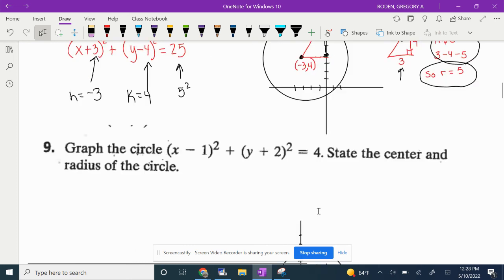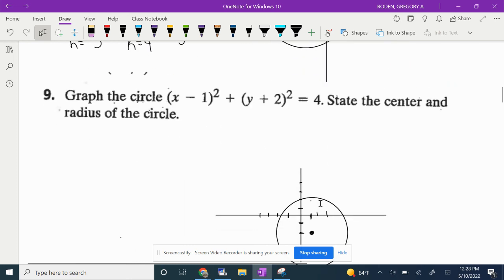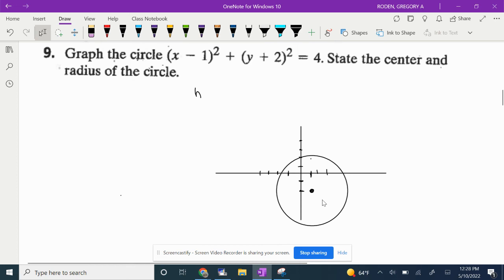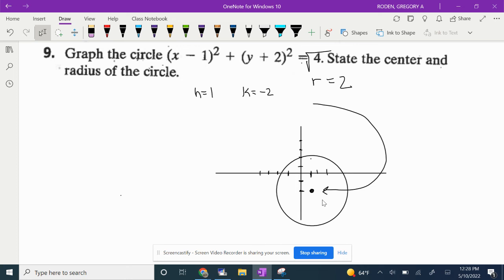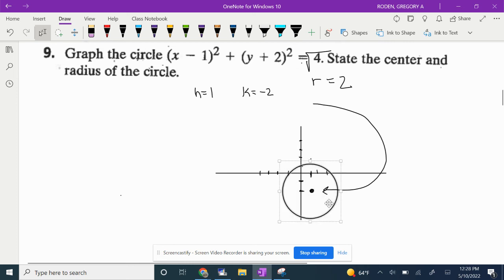Okay, so this next one, we want to graph it. So we know that we have a center point. Our H is going to equal 1, and my K is going to equal negative 2. So I went over here and I graphed the point 1 comma negative 2, and that's my center. Now I know my radius is going to be 2 because I take the square root of that and get 2. Sorry, I'm going to shrink this down a little bit.